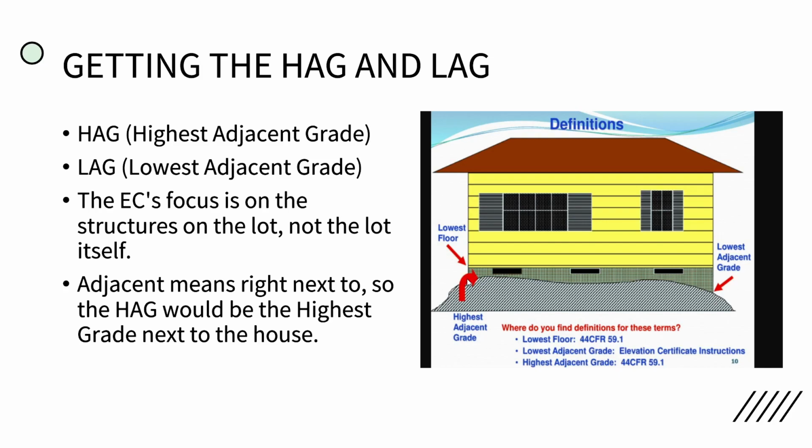That's what these two numbers are representing. So understanding that will probably help some of these guys out there in the field who are getting elevations in the middle of the front yard as their HAG, or at the center line of the ditch as their LAG.